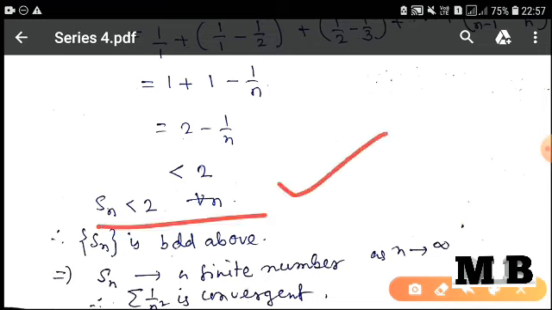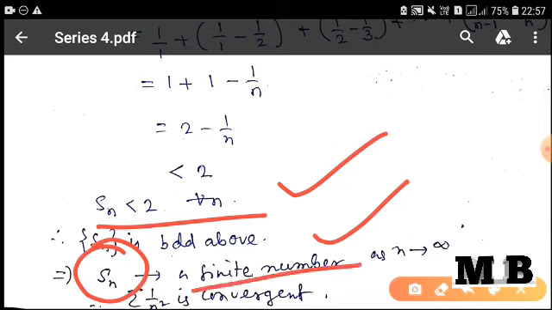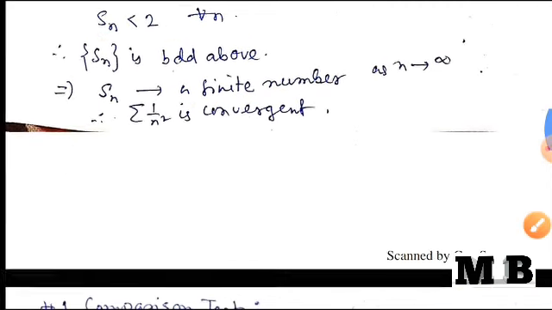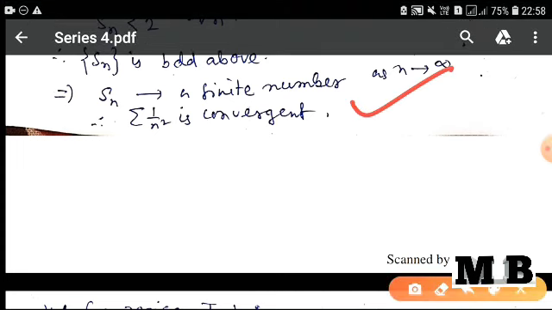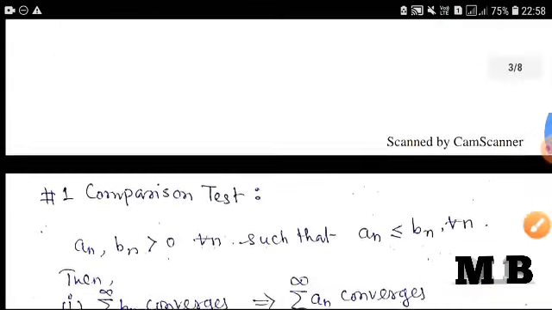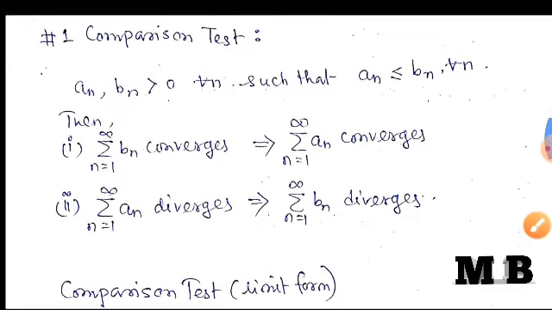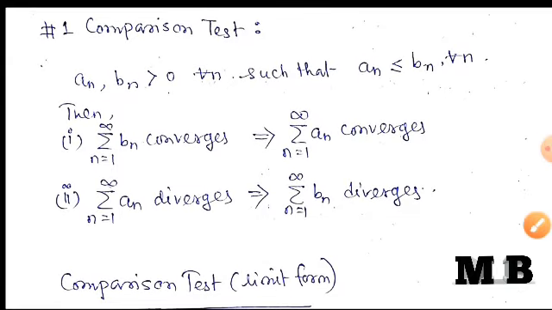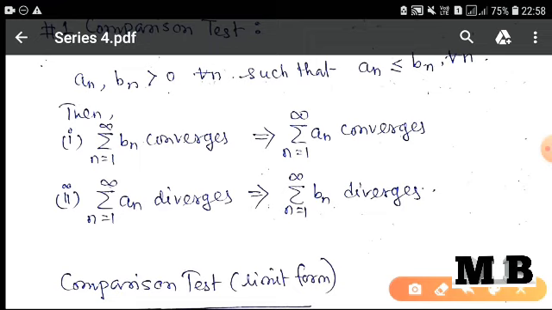That is, Sn is bounded above, and by our previous discussion, Sn will tend to a finite number. That implies our given series is convergent. Fine, it is convergent. Okay, this was one very simple example to illustrate whatever we have discussed so far. Fine, now we have some very famous tests, and here I will give you only 2 tests.